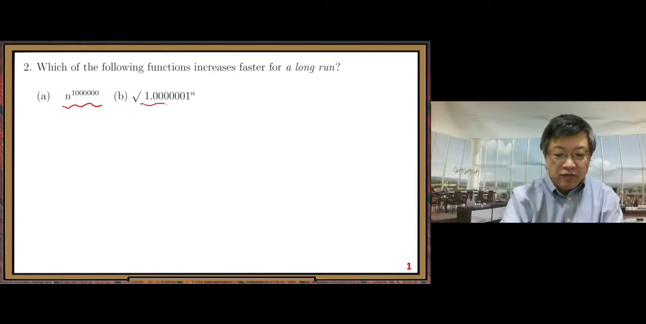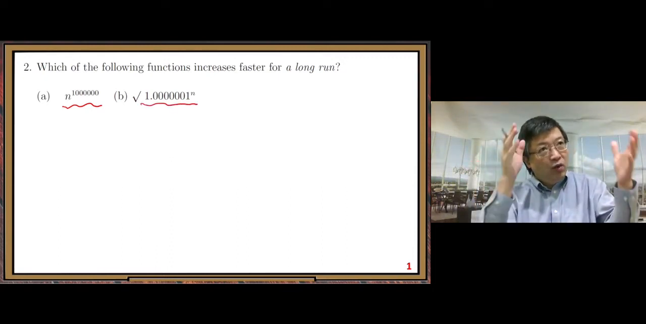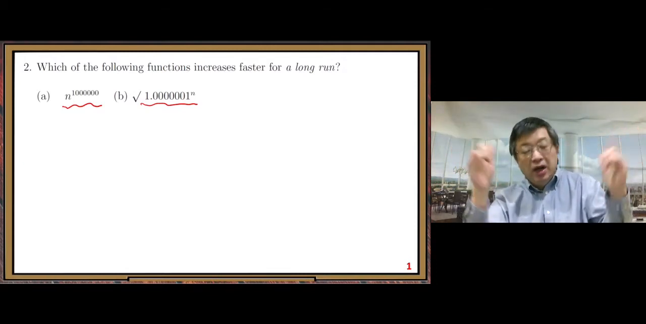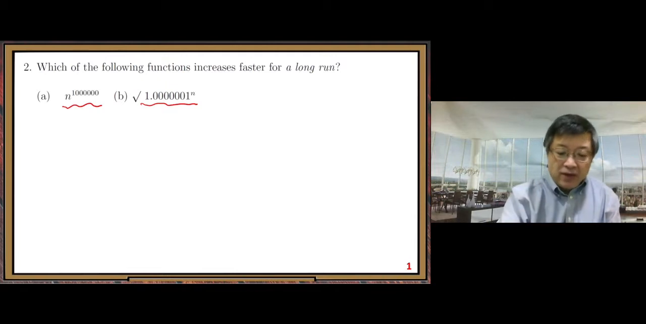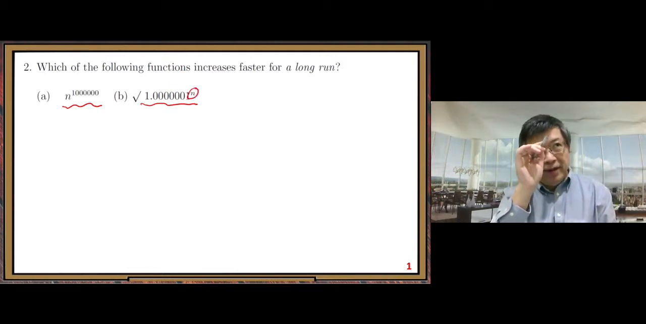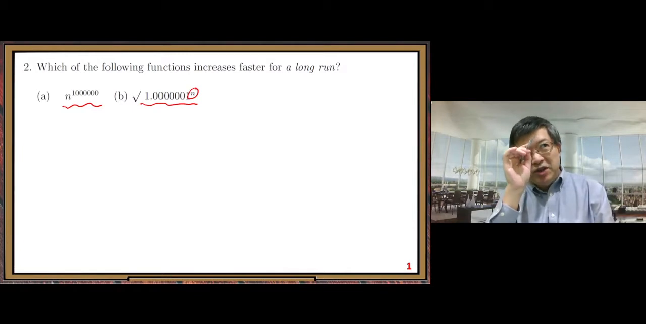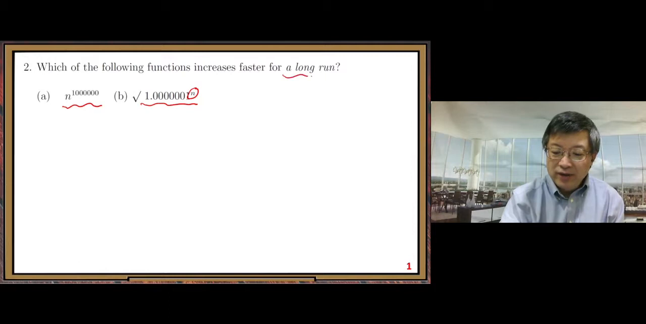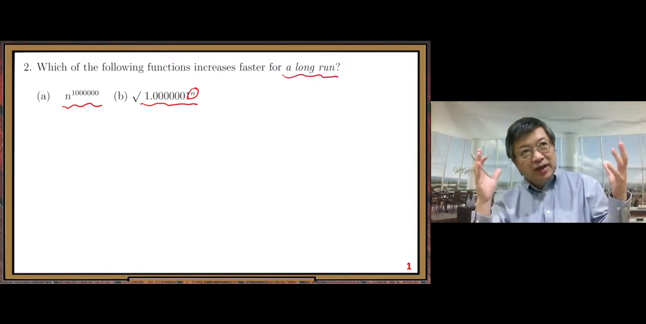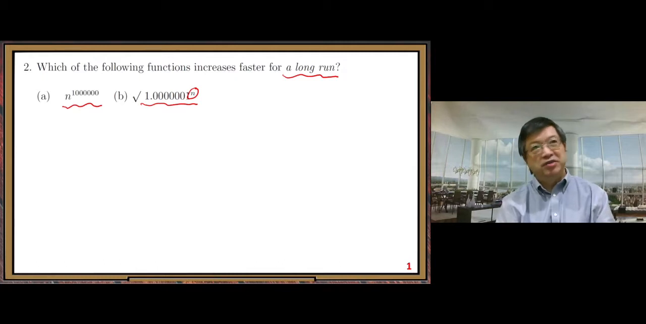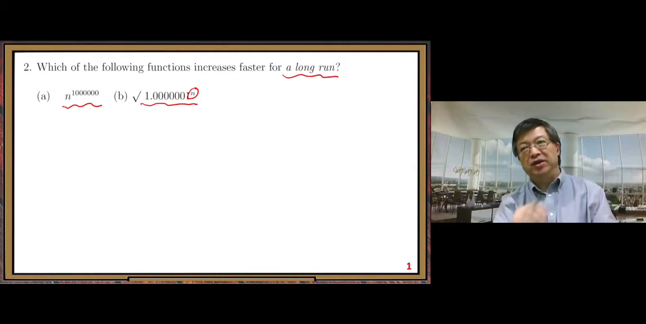The second function is 1.00 with so many zeros, then exponent n. But your intuition may not tell you, for the long run, how to compare these two functions. Your intuition is not reliable enough for this particular question.